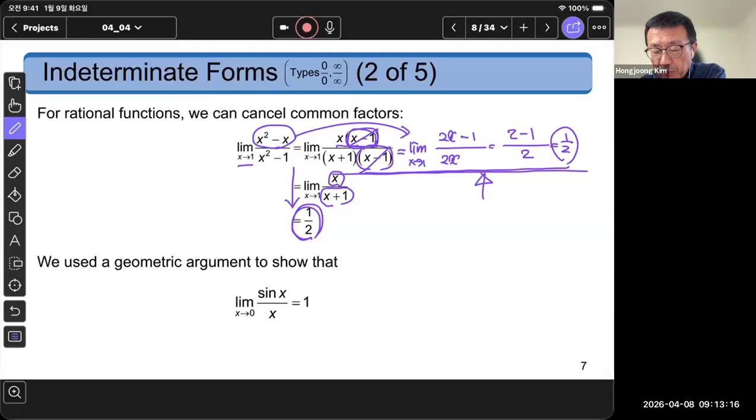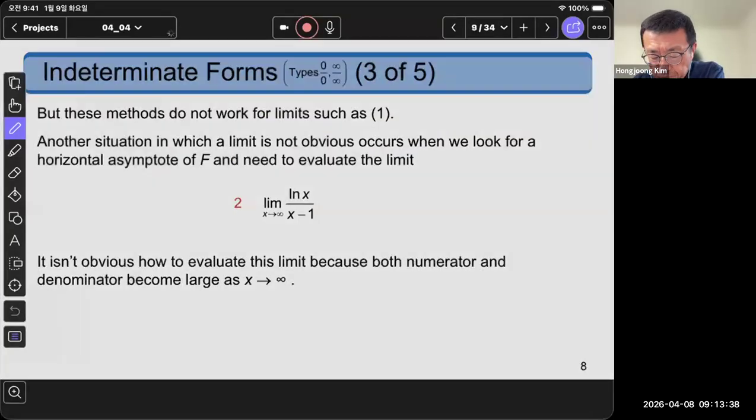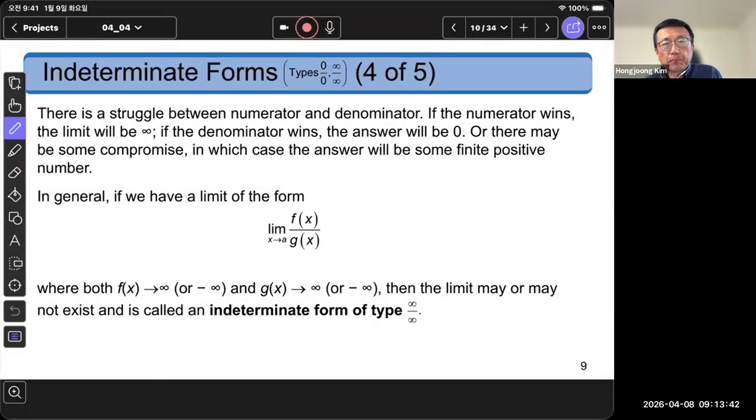So if you have a problem, the limit of a certain expression defined by f(x) over g(x), and as x approaches a certain number, if both numerator and denominator go to 0, then we can apply L'Hopital's rule. So please remember this. Now, the second type of L'Hopital's rule is the following.